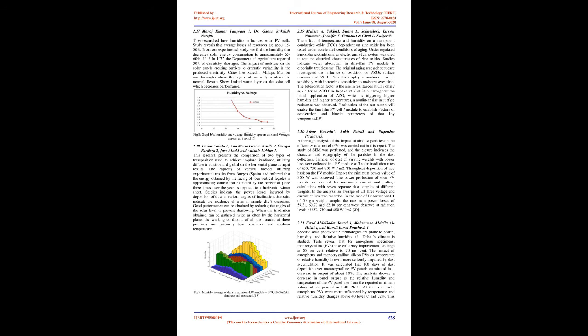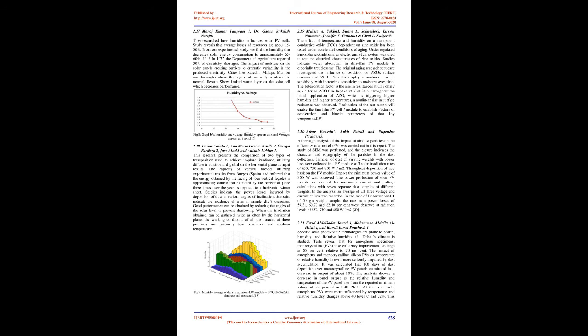This research presents the comparison of two types of transposition used to achieve in-plane irradiance, utilizing diffuse irradiation and global irradiation on the horizontal plane as input. The capacity of vertical facades was assessed using experimental results from Burgos, Spain, and it was inferred that the energy obtained by the 4 vertical facades is approximately double that extracted by the horizontal plane, 3 times over the year as opposed to a horizontal winter sheet.